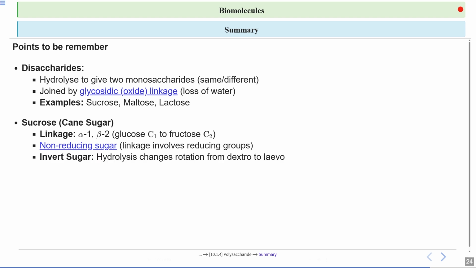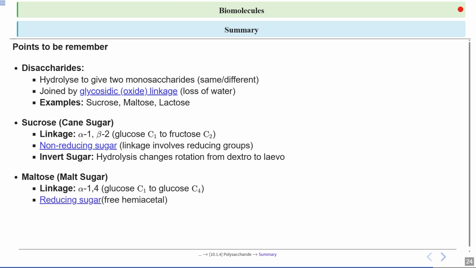When sucrose is hydrolyzed, it forms a mixture called invert sugar. This is because the direction in which it rotates the plane polarized light changes from right, which is dextro, to left, which is levo. Then we talked about maltose, which is called malt sugar. In maltose, the linkage is an alpha 1,4 bond. This means the first carbon of one glucose is joined to the fourth carbon of another glucose. Maltose is a reducing sugar because it has a free hemiacetal group.